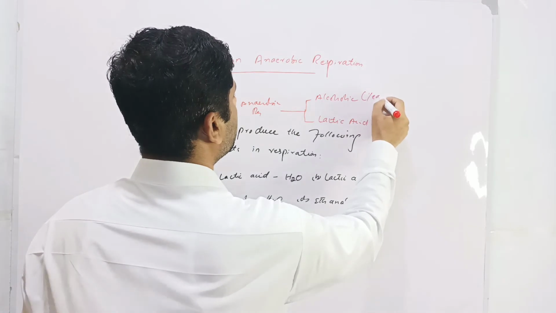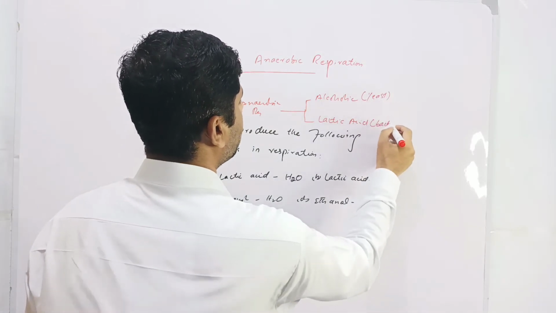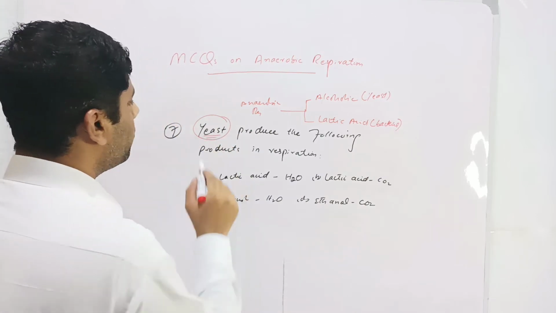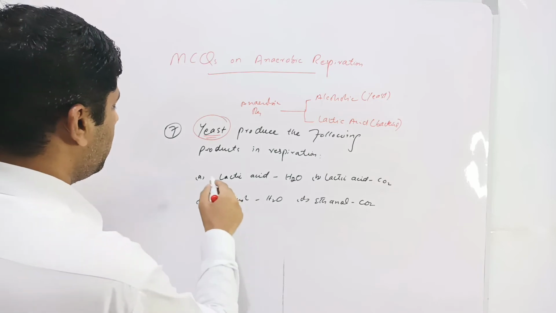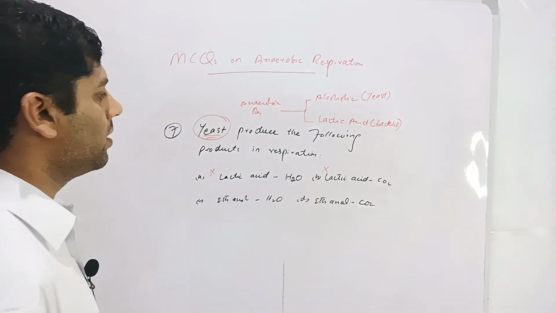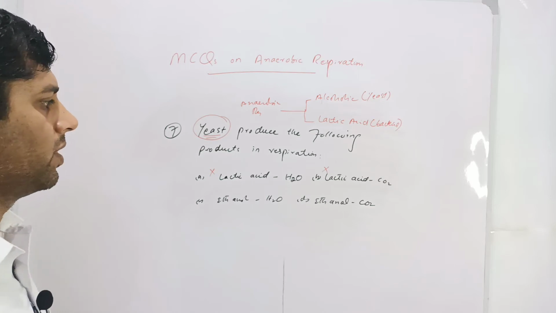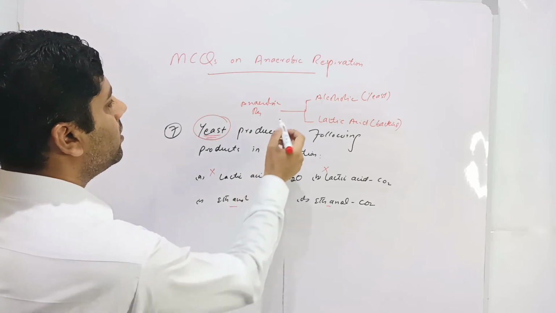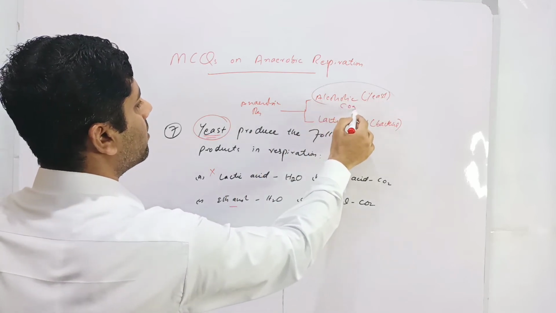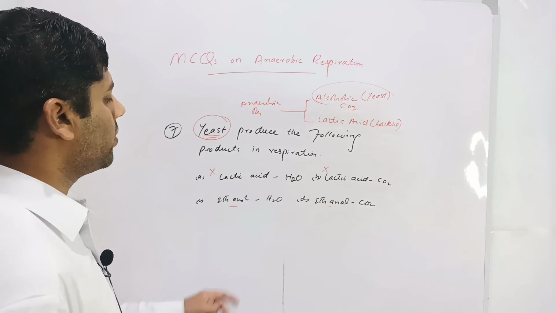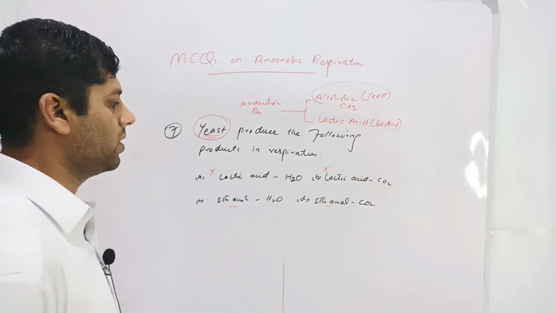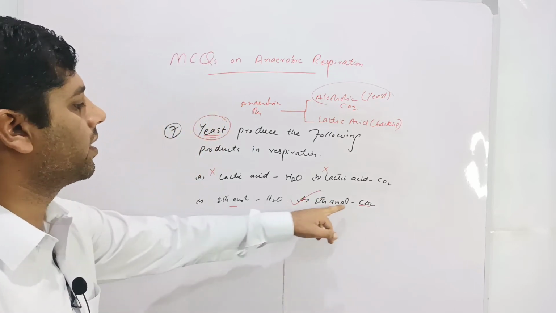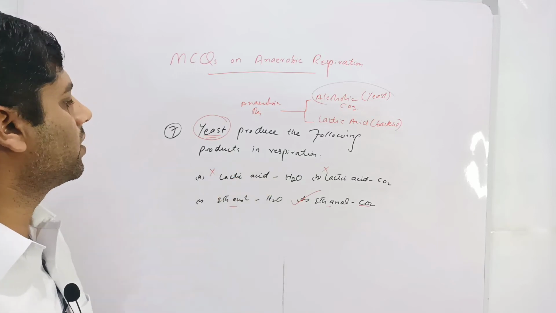Yeast produce alcohol while bacteria produce lactic acid while undergoing anaerobic respiration. So here yeast will produce alcohol, not lactic acid. So these both options are incorrect. Lactic acid is produced by the bacteria in anaerobic respiration. Ethanol is produced by yeast, but along with the ethanol, yeast produce carbon dioxide, not water, because water is produced in case of aerobic respiration. In anaerobic respiration, carbon dioxide is produced. Option D is correct, that yeast produce ethanol and carbon dioxide while undergoing anaerobic respiration.